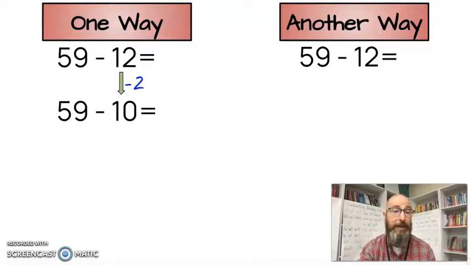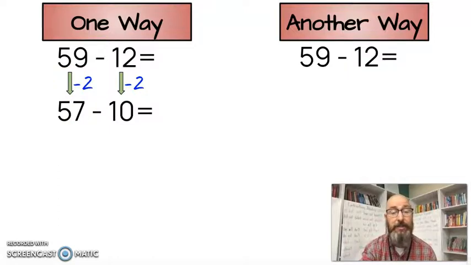So I'm going to take away 2 from 12 because I'm taking it down to 10. Again, when we're using compensation, we're trying to get to the closest 10s. And the closest 10 to 12 is 10, so I'm going to subtract 2. And just like when I was doing addition, I'm going to do it to both numbers.